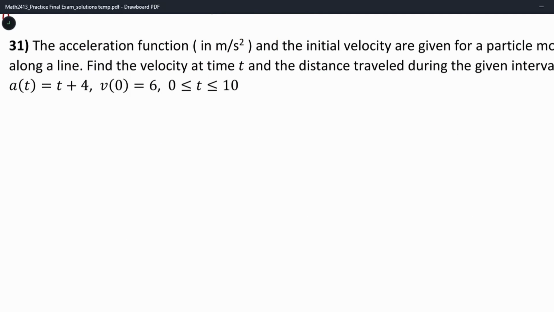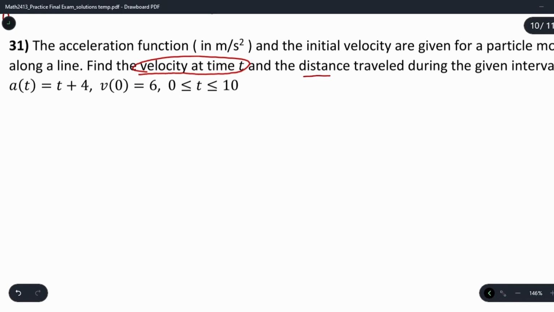Next, 31, the acceleration of a function and the initial velocity are given for a particle moving along a line. Find the velocity at time t and the distance traveled during the given interval.